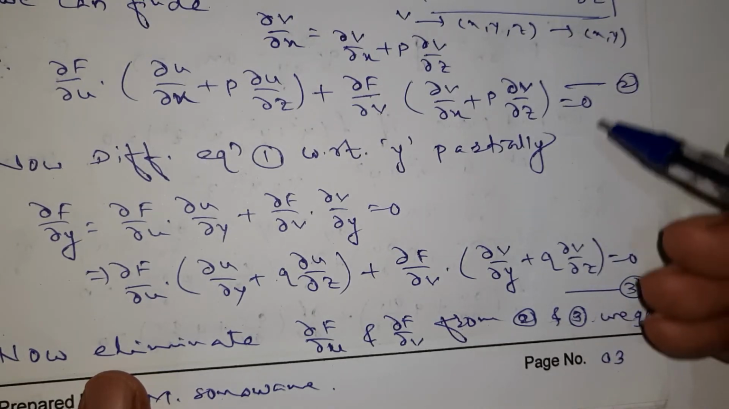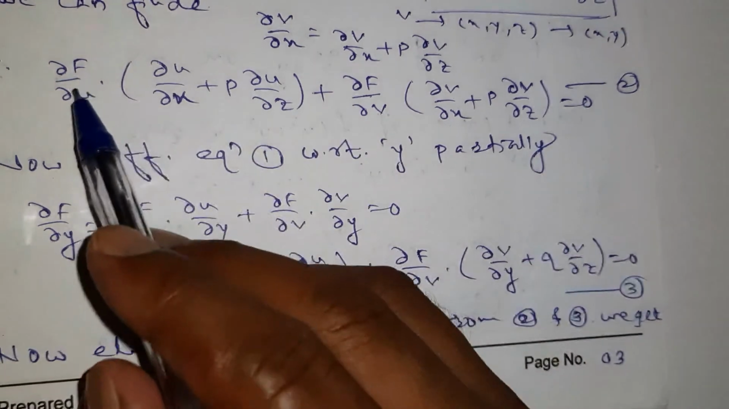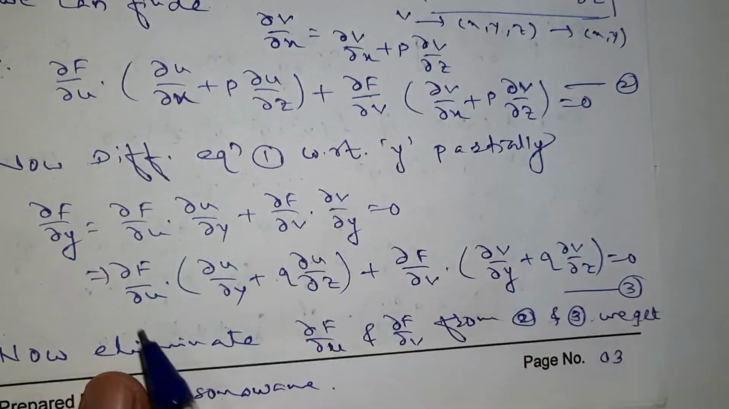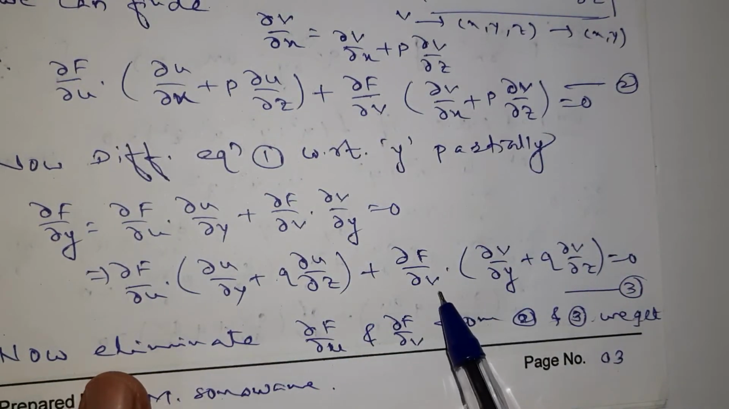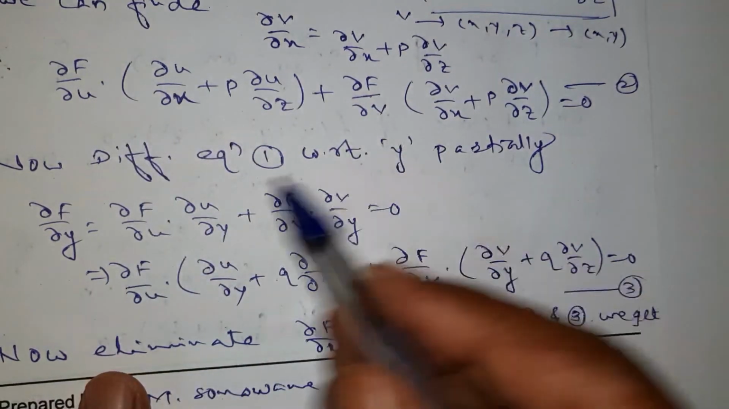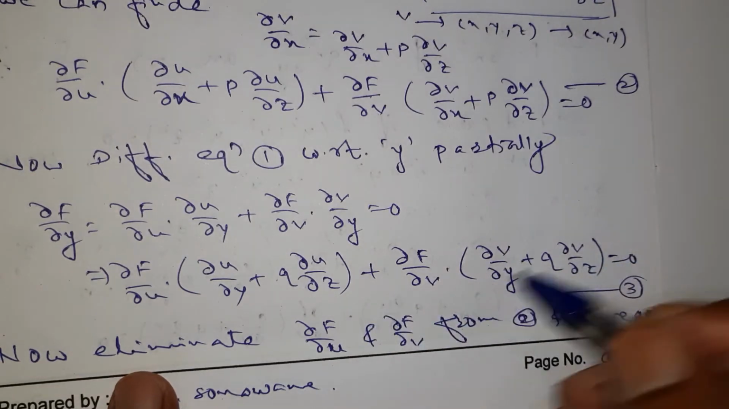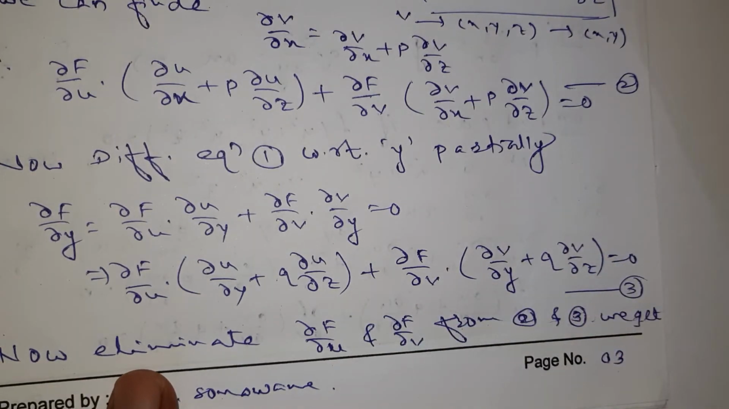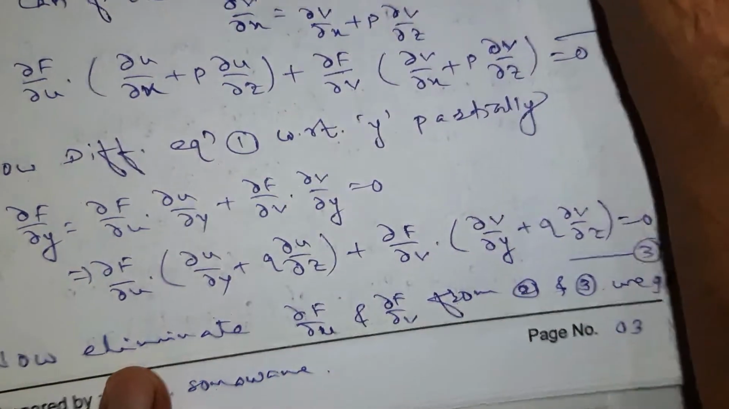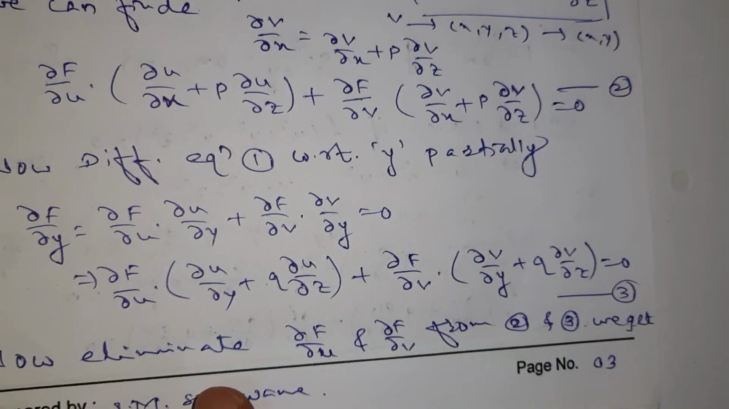Now eliminate our function f, this ∂f/∂u and ∂f/∂v. These two terms. Eliminate this from our equations 2 and 3 using a famous method called the determinant method. Everybody knows how to eliminate a constant.